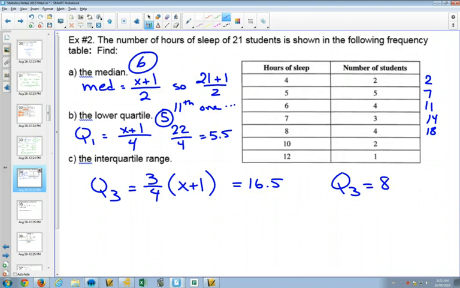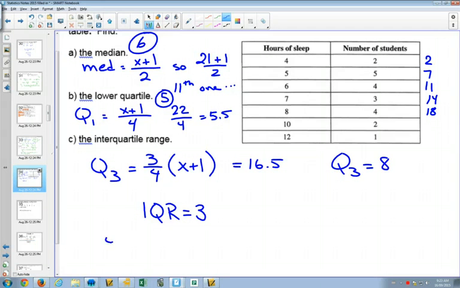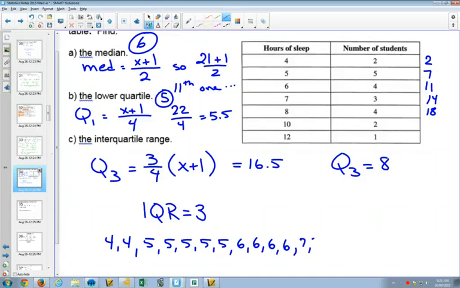And if you go from 5 to 8, your interquartile range will be 3. Of course, if you wrote these all out, 4, 4, you could do it this way as well. A little bit more tedious.